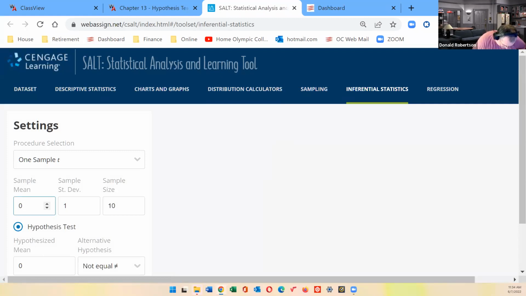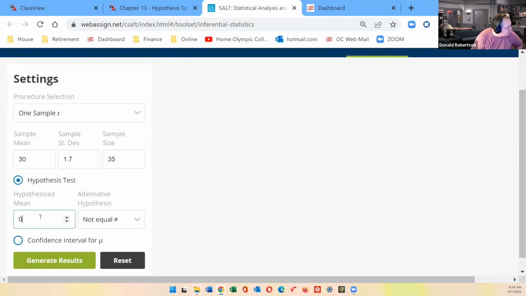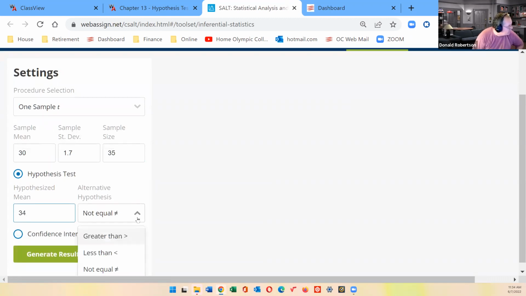We got a sample mean of 30. We got a standard deviation of 1.7. We had a sample of just 35. The hypothesis would be that it was 34, nothing different, and we're trying to prove that it's less than. So that's basically, in essence, what that story is about. It should be 34, but we tested it on 35 kids at a daycare, and we found these numbers. And so we think this is evidence to prove that it's not 34, that it's less than 34.